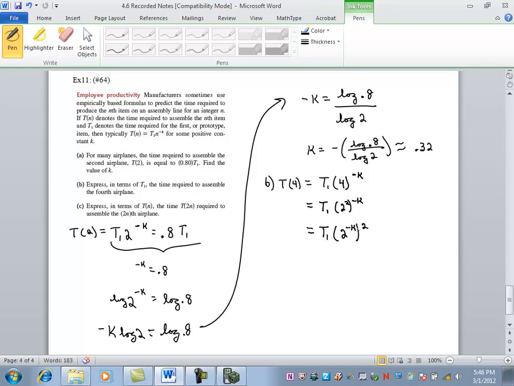And well, we know what negative k is here. Negative k is just equal to log base 2 of 0.8. So we've got T1 times 2 to the log base 2 of 0.8, and we're going to square that. And so of course when we simplify that, 2 to the log base 2 just becomes 0.8, and we've got to square that, and so this gives me 0.64 T1.